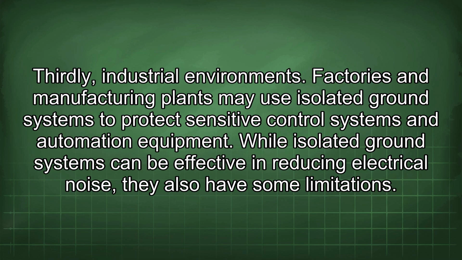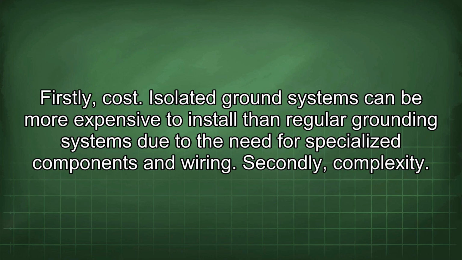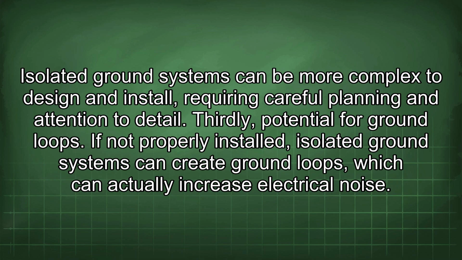While isolated ground systems can be effective in reducing electrical noise, they also have some limitations. Firstly, cost. Isolated ground systems can be more expensive to install than regular grounding systems due to the need for specialized components and wiring. Secondly, complexity. Isolated ground systems can be more complex to design and install, requiring careful planning and attention to detail. Thirdly, potential for ground loops. If not properly installed, isolated ground systems can create ground loops, which can actually increase electrical noise.